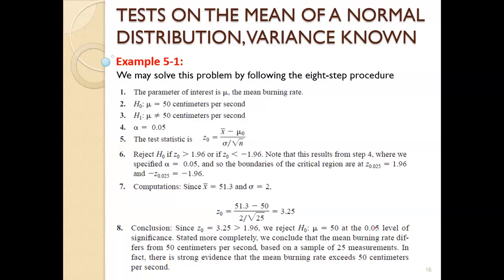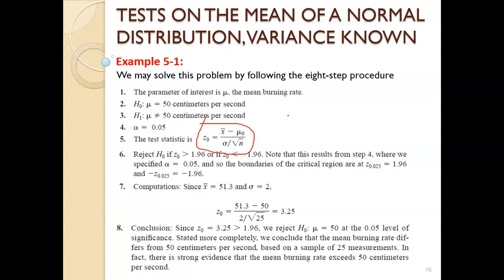And we use alpha 0.05. For this case, we should use the Z test, because we know sigma. We know variance. If you know variance of the population, you don't worry about the number of samples, whether it is big data or small data.